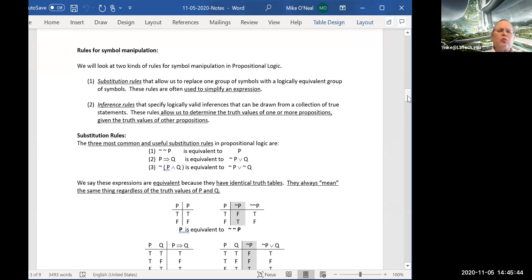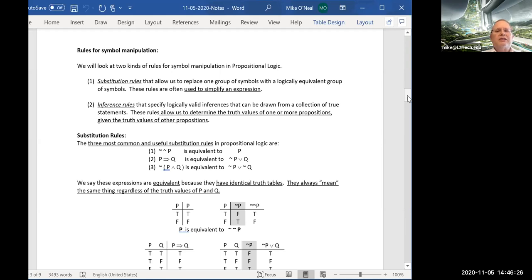So substitution rules let you swap one group of symbols for another group of symbols. And why do we do that? Because we want to get our symbols in a particular form, for example, or because we want to simplify an expression, just like you might want to simplify a mathematical expression. Inference rules are another thing that we're going to look at, and inference rules are rules that you normally only use when you know all of your premises are true and you want to find other things that are also true.